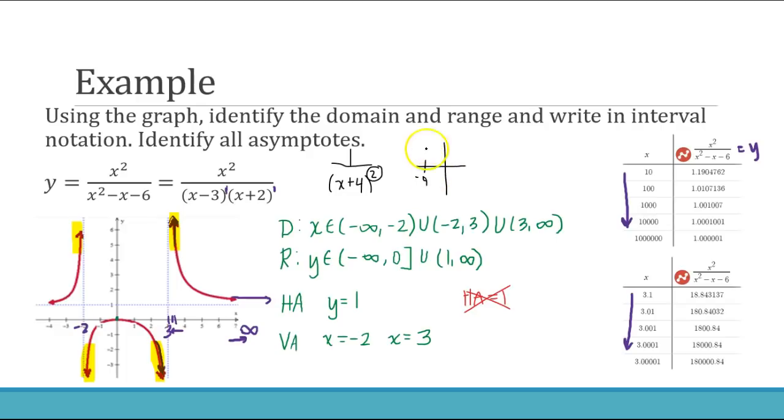So we'd have negative 4 is a vertical asymptote. And the behavior is that either both sides are going to go the same direction towards positive infinity, or the other option is that both sides are going to go down towards negative infinity. So that's dependent upon the multiplicity.